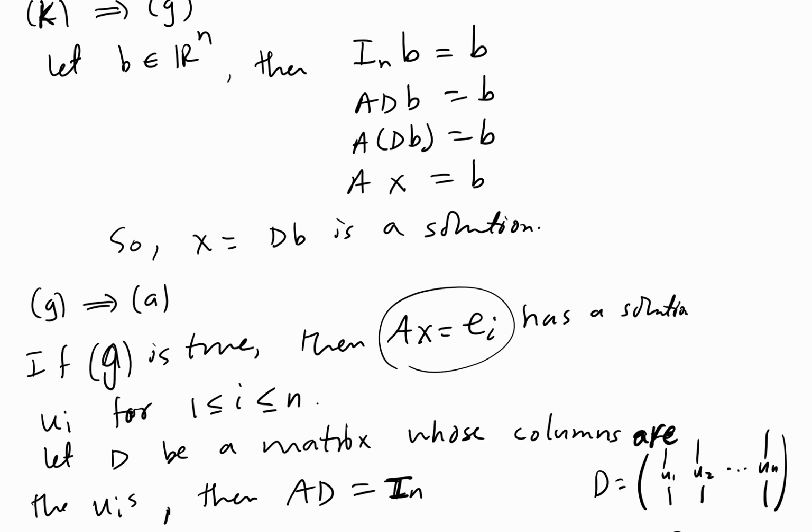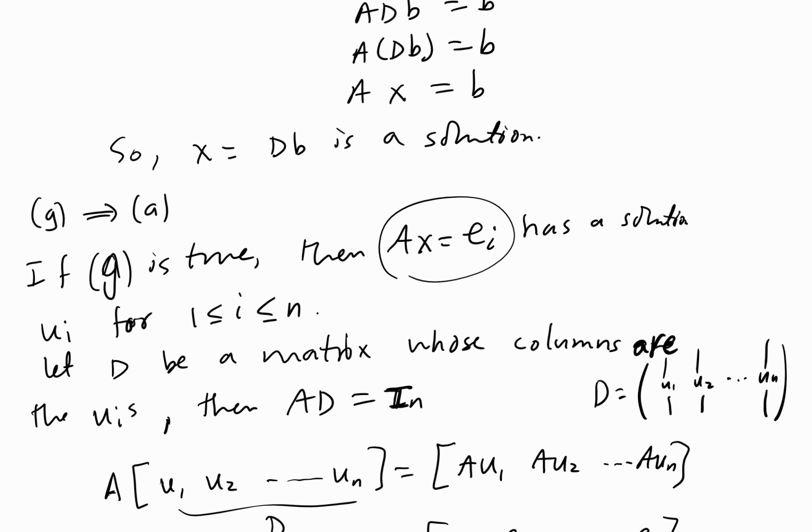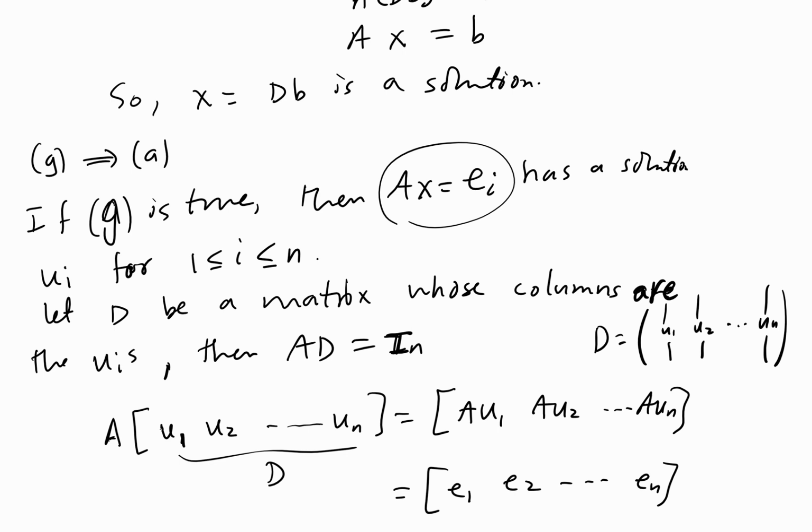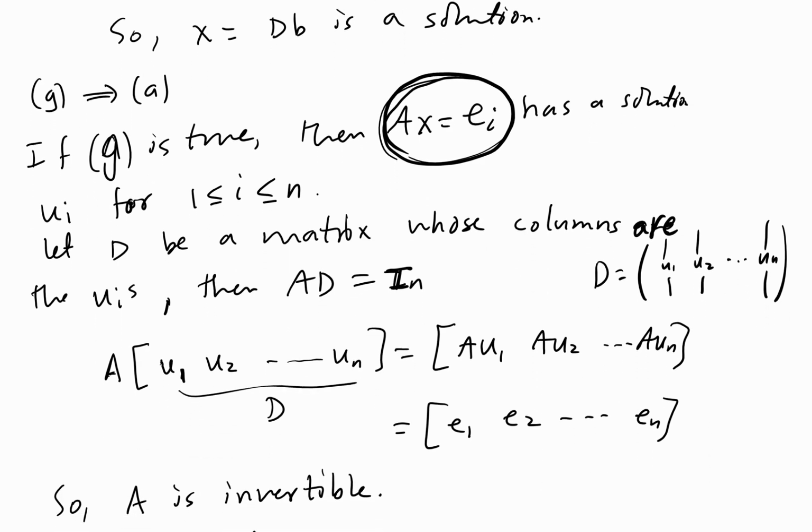And what does that tell us? If you write D this way, U1, U2, U3, all the way to Un, you can rewrite AD as AU1, AU2, all the way to AUn. It's a kind of multiplication. But AU1, from this equation here, is E1, and the other one is E2, all the way to En. Since you're getting those E1 all the way to En, that proves A is invertible.